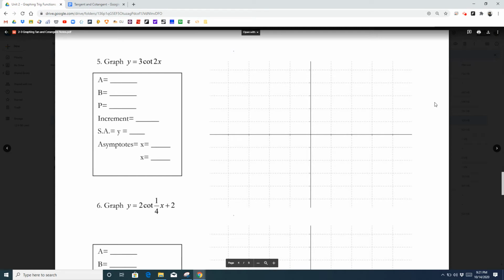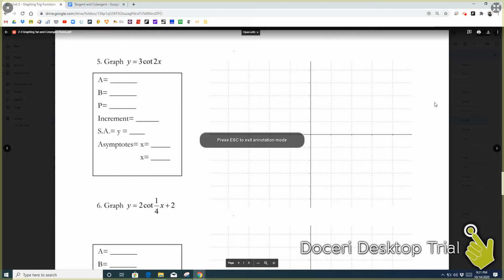So here we're going to graph 3 times the cotangent of 2x. So let's fill out this table on the left. So we have A, right? That's going to be 3 because that's the multiplier in front of the cotangent of 2x. All right, B is going to be 2 because it's the number in front of x. All right, period is pi over B, so pi over 2. So our increment is going to be that divided by 4, so pi over 8. Dividing by 4 is the same thing as multiplying by 1/4.